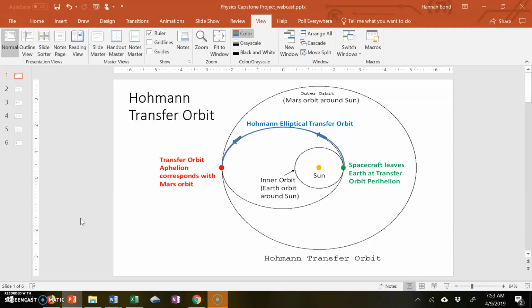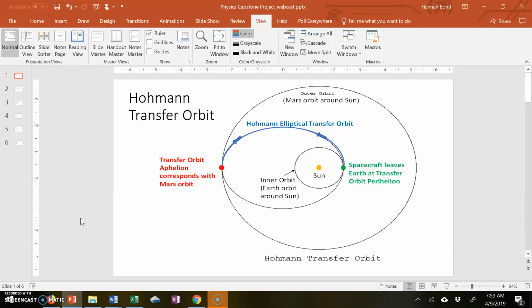So this diagram shows a Hohmann transfer that will bring a spacecraft from a lower circular orbit around the Earth into a higher circular orbit around Mars. The Hohmann transfer is an elliptical orbit, shown here in blue, with the Sun as one of the focus points. The ellipse touches both Earth's circular orbit around the Sun and Mars' circular orbit around the Sun.